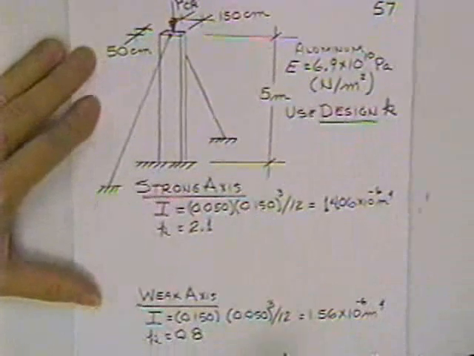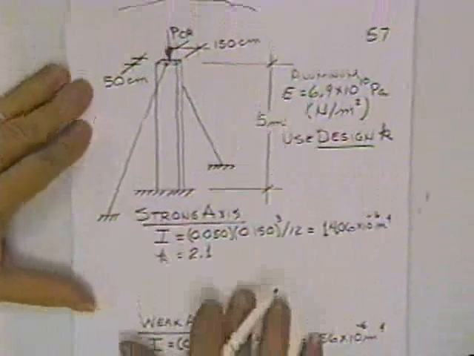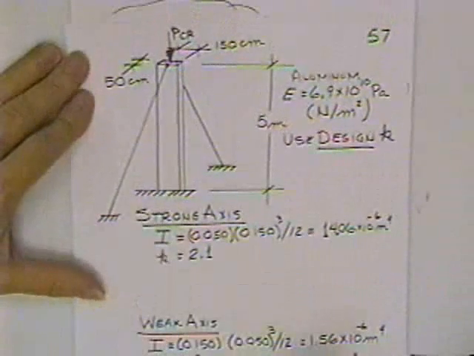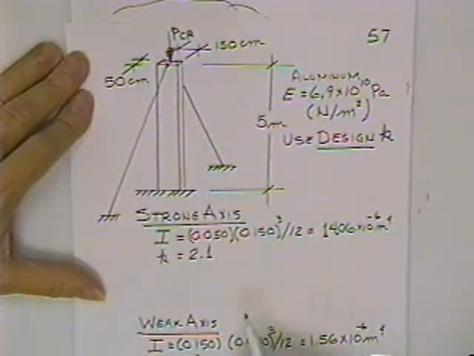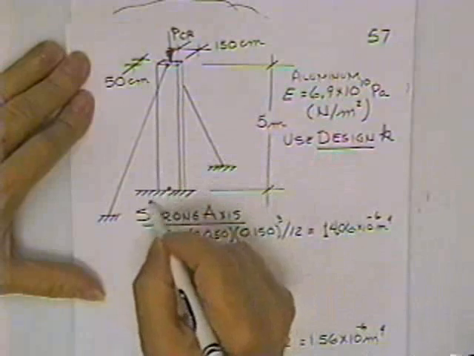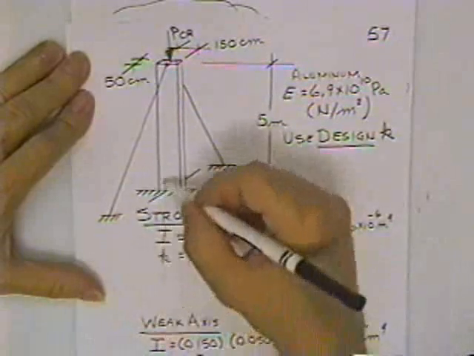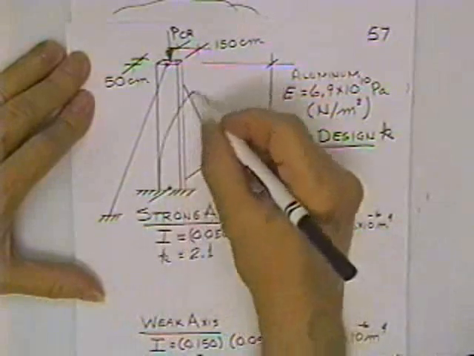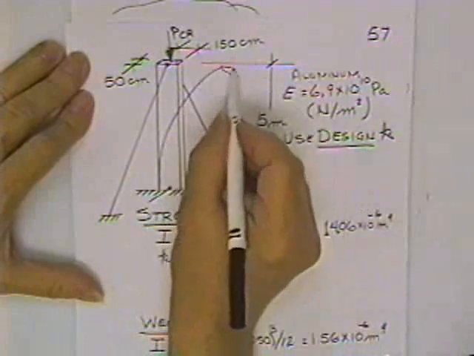Now the problem is, if you'll notice the way he's got it, he's got the darn thing wired up. Now what that means is the column could buckle about its strong axis. In other words, it could buckle to the right like this.